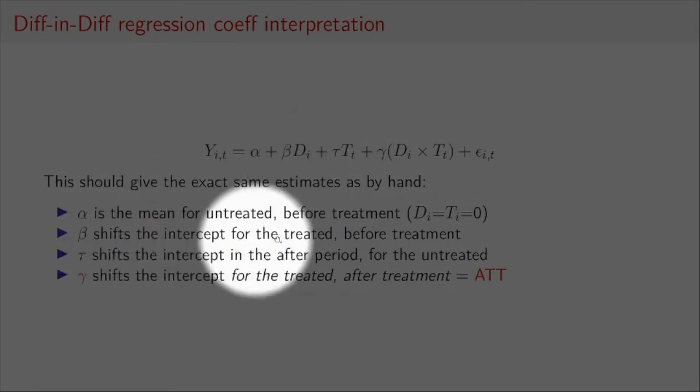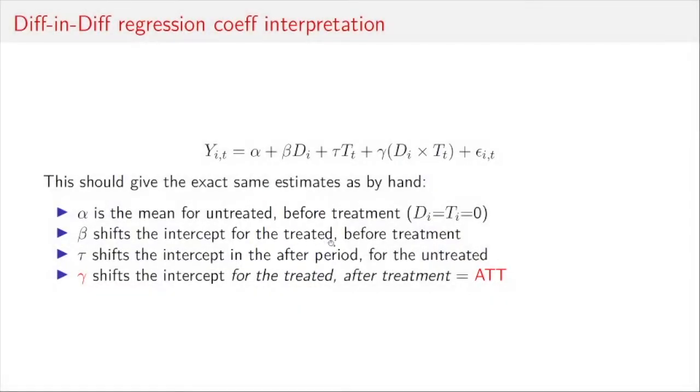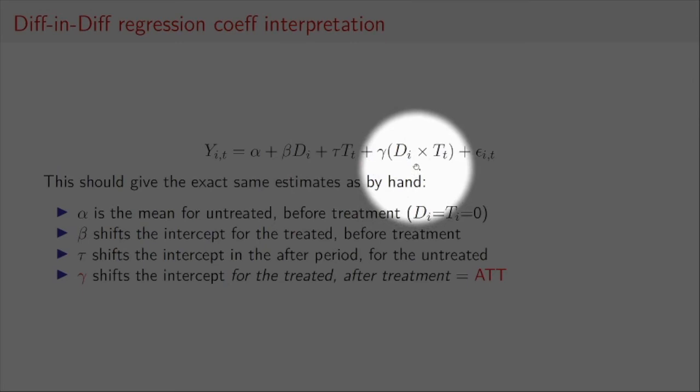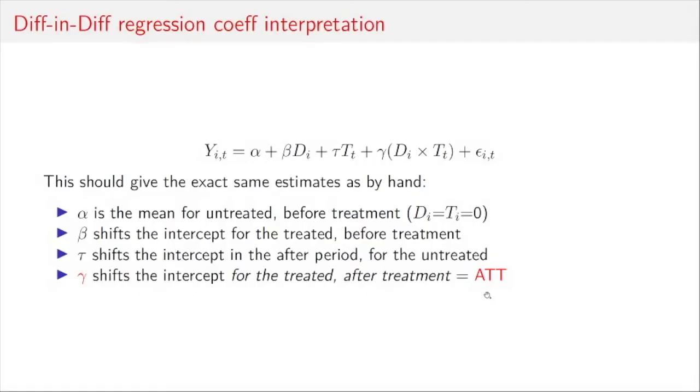And so beta shifts the intercept for the treated, but before the treatment only. Tau, on the other hand, shifts the intercept in the after period for the untreated. And finally, gamma shifts the intercept for the treated, T equals 1, after the treatment. And so again, gamma is actually the average effect of treatment on the treated. That is our coefficient of interest, because that represents the difference in the mean for the treated group after the treatment.